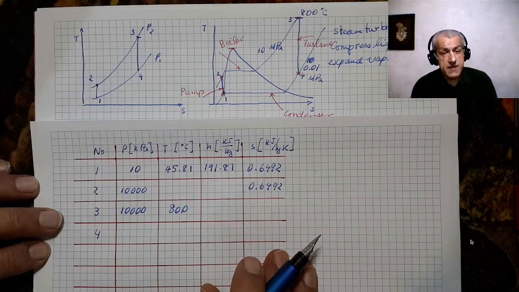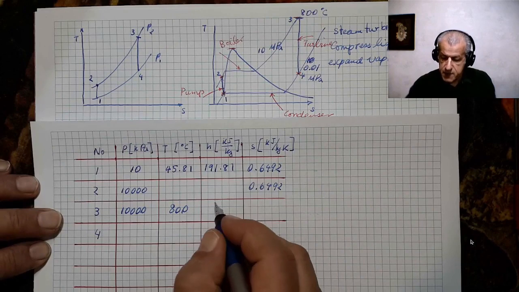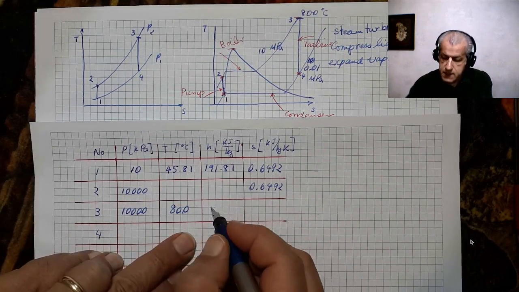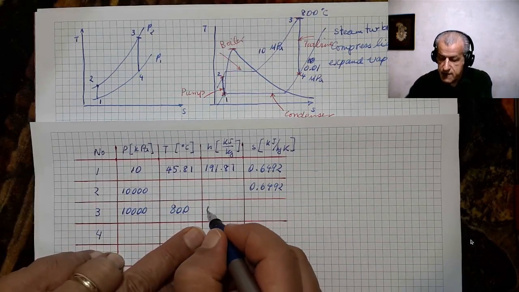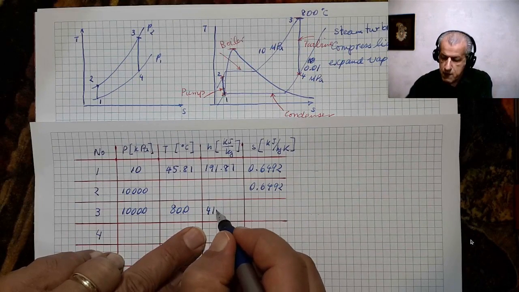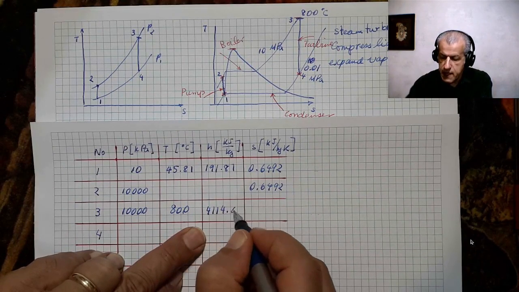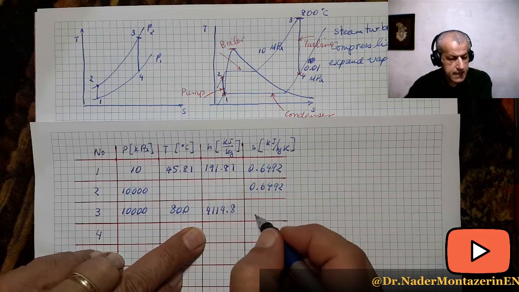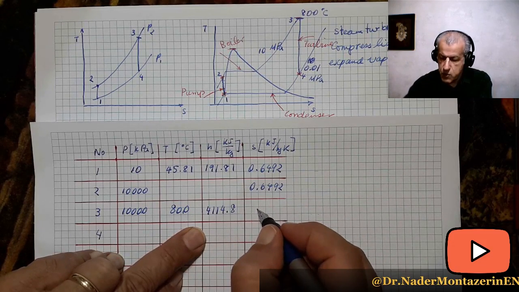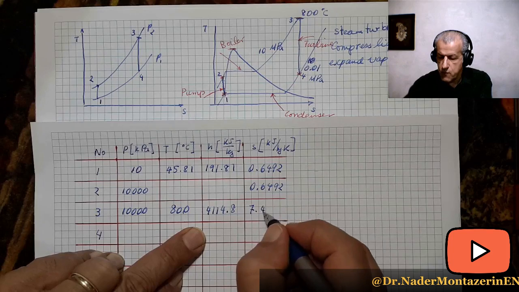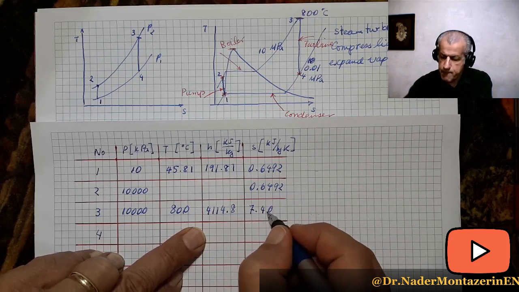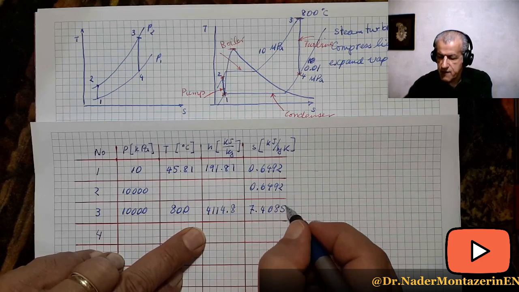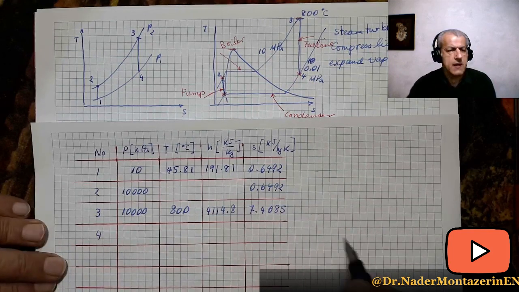So we have to go to the superheat table, and from that table we would read the enthalpy to be 3,314.8, and entropy is 7.4085 kilojoules per kilogram Kelvin.